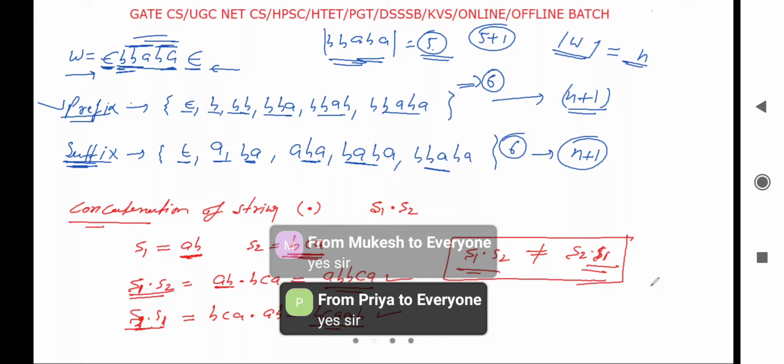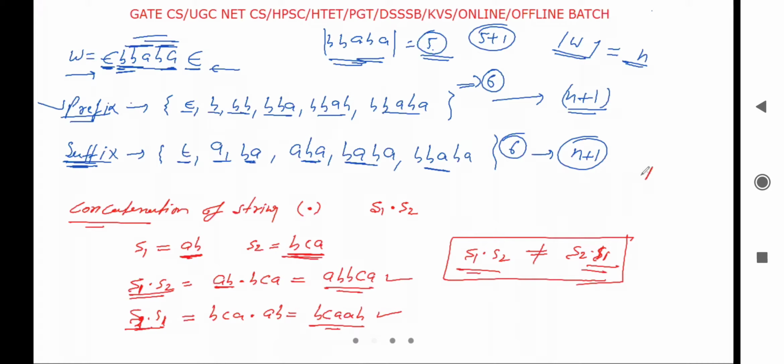Okay, fine. Another thing: if W is a string and we do a null concatenation, then we can say it is W concatenation null also, which is equal to W. So here we can say that null is behaving like identity. ठीक है, तो null क्या काम कर रहा है? Null is behaving like identity. Okay, so here it is behaving like identity का काम कर रहा है.